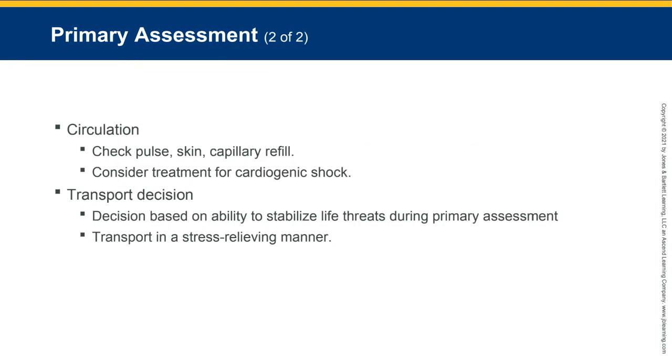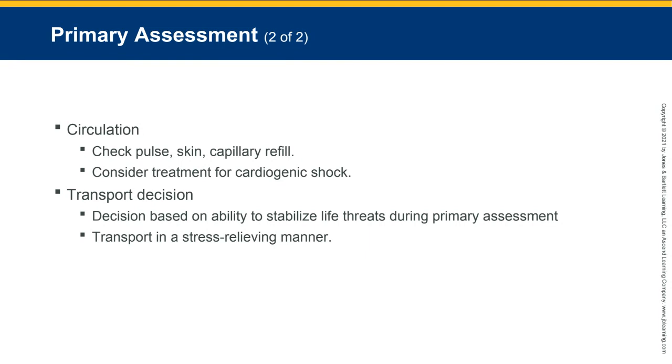Now, after we have assessed and managed breathing issues, the next phase of your assessment is circulation. Check the pulse. Patient talking to you, peripheral pulse. Patient not talking, radial pulse. Check skin, capillary refill. Consider treatment for cardiogenic shock. Make your transport decision. And again, once you have completed your assessment of the ABCs at this stage.